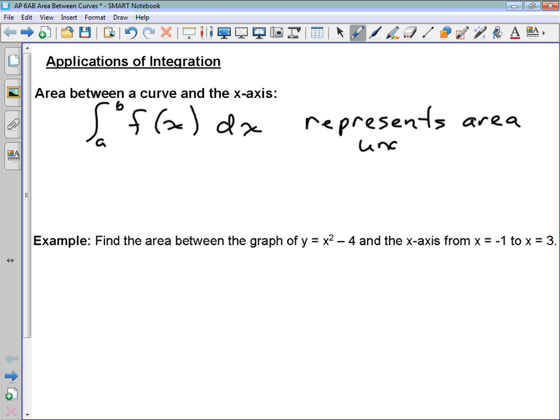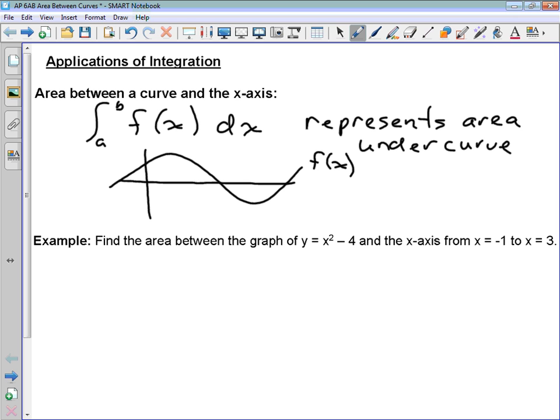Area under the curve. Now, what do we mean by the area under the curve? If we sketch a little graph here, something like this, let's say this is our function f of x. When we say area under the curve, what we meant, if we're going from a to b, was essentially the area between this curve and the x-axis.